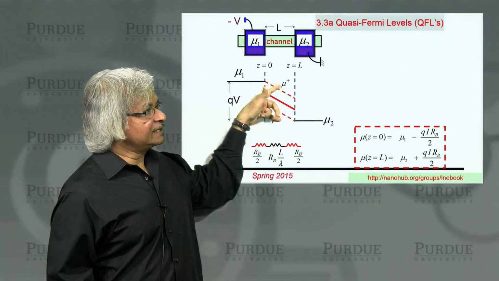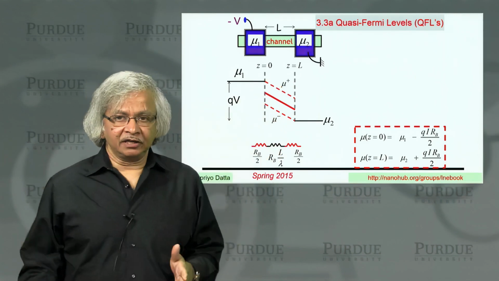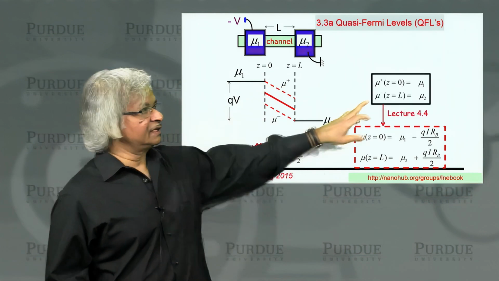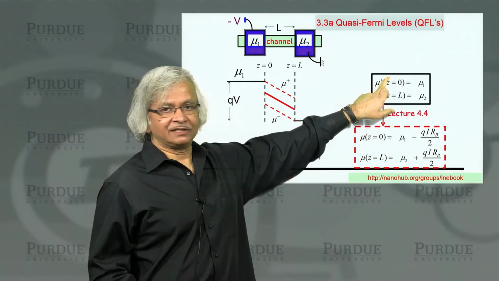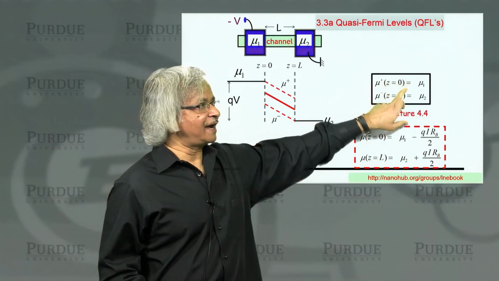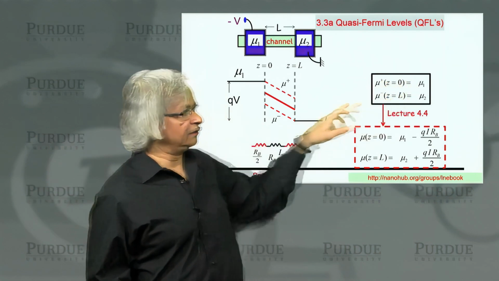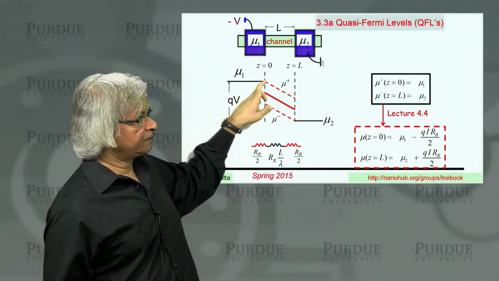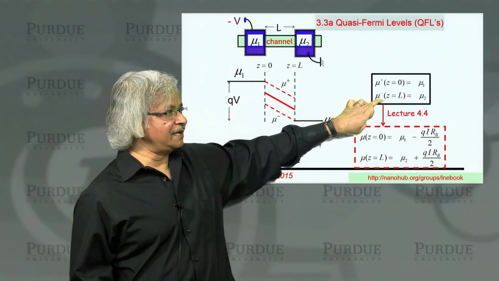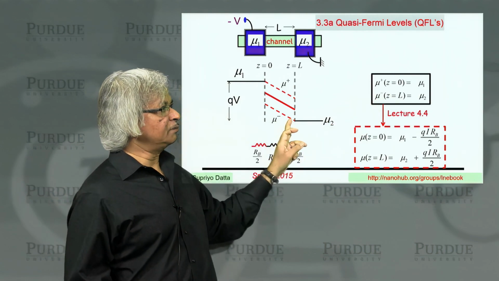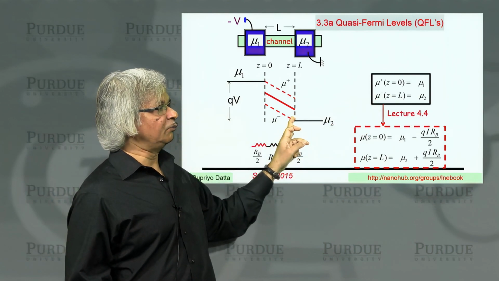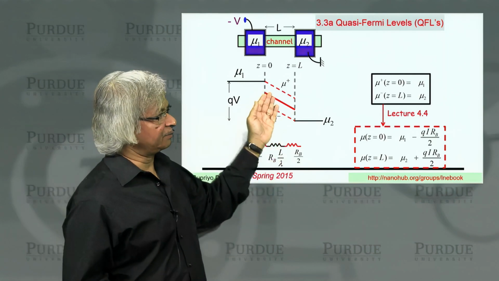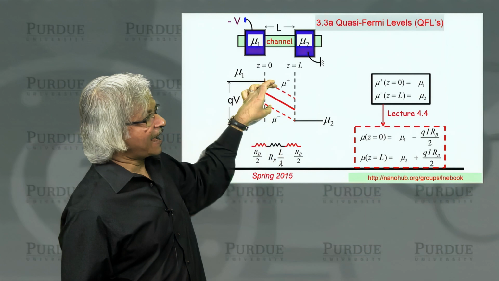And we'll show that the correct boundary conditions for these quasi-Fermi levels is that mu plus, the one for right-moving carriers at z equals 0, is mu 1. That is, this mu plus has to connect up to mu 1 here, whereas mu minus has to connect up to mu 2 at this end. And what we usually call mu, what we have been calling the electrochemical potential, is actually the average of the 2.